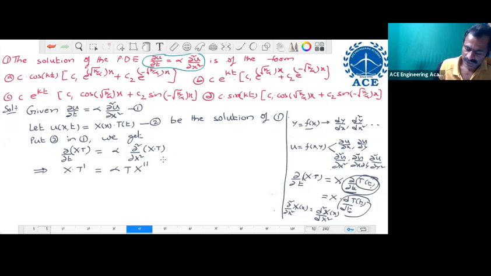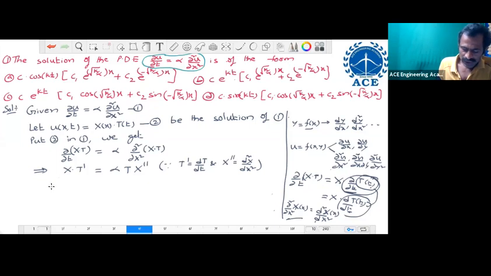So we write this as, since T dash equals d capital T by d small t and X double dash equals d square capital X by d small x square. Whenever a function is a function of one independent variable, the partial derivative of that function is the same as the ordinary derivative. That is why we write the ordinary derivative in place of this partial.